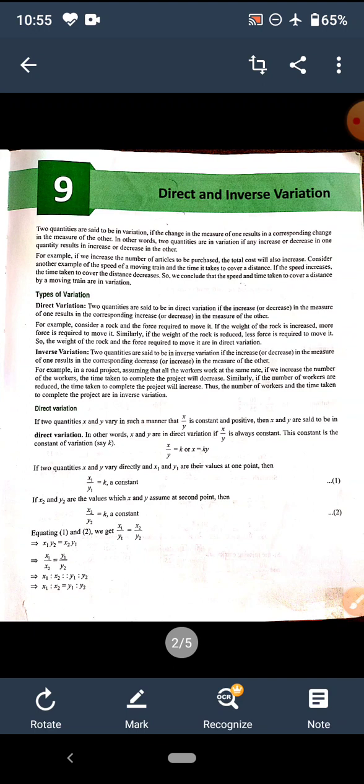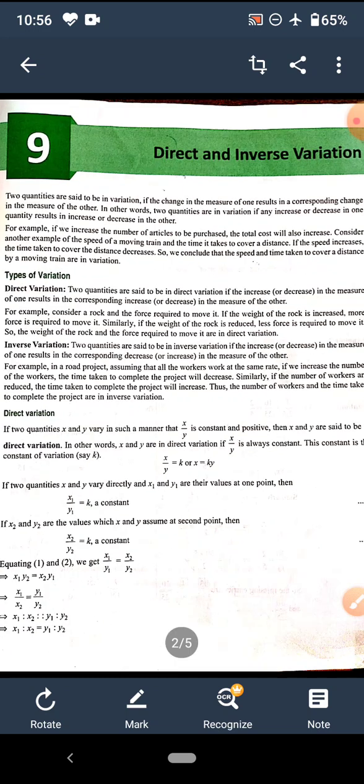Two quantities are said to be in variation if the change in the measure of one results in a corresponding change in the measure of the other. Means, if there are two variables, two quantities, and if one is changing, another is changing, then it is known as variation. In other words, the two quantities are in variation if any increase or decrease in one quantity results in an increase or decrease in the other. Means variation means change. So two quantities will change. If one changes, another will automatically change.